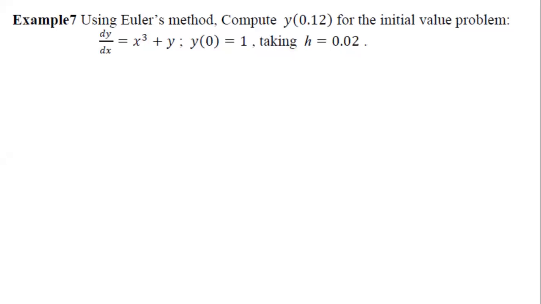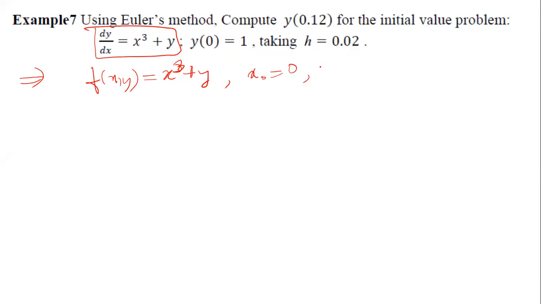Here, what we are going to write is our first order differential equation. From the general expression, f(x, y) is x cubed plus y, and our x naught is 0, our y naught is 1, and our increment, x minus x naught, will be 0.02.